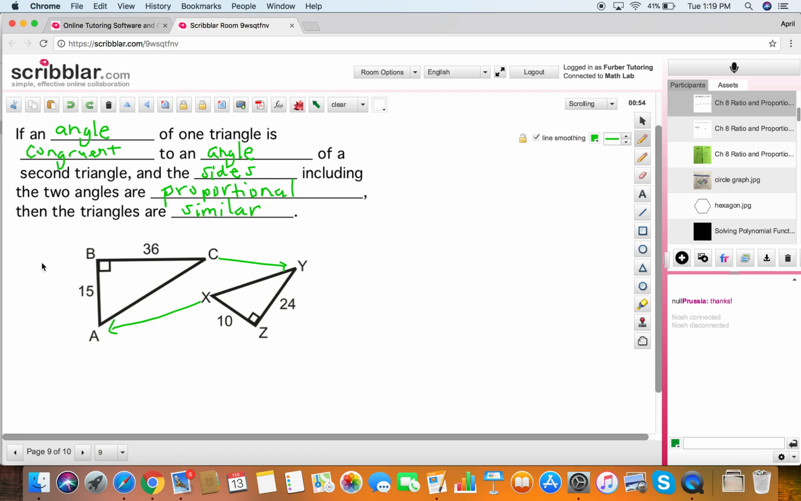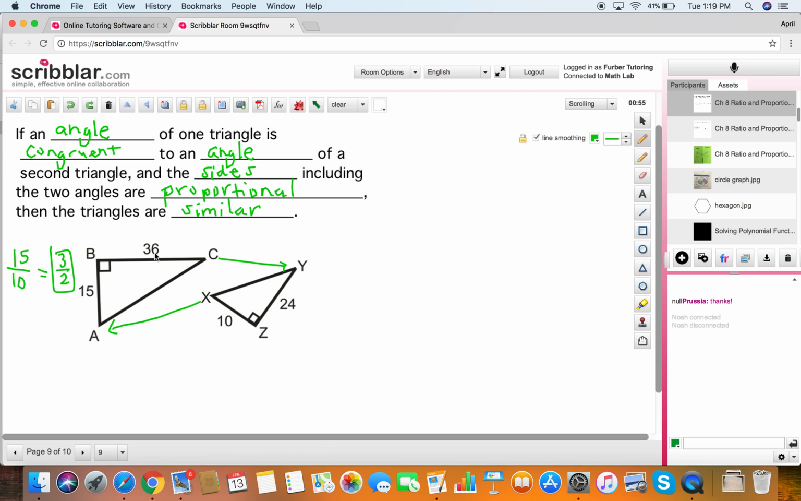So I'm going to write the similarity ratio of these. I'm going to go ahead and do large to small this time. It doesn't matter. 15 is what this side is, okay? And so I'm going to relate that to this side and see if those give me the same similarity ratio. Well, if I divide both of those by 5, I get 3/2.